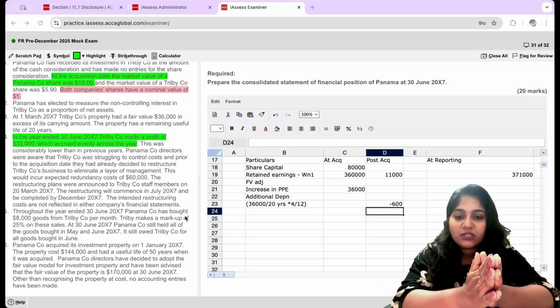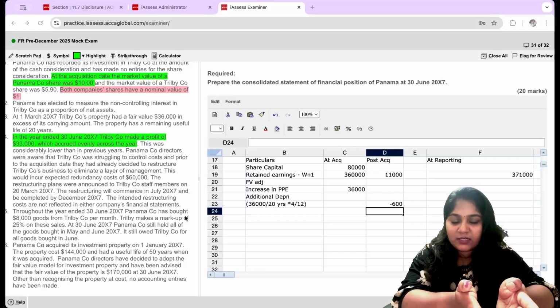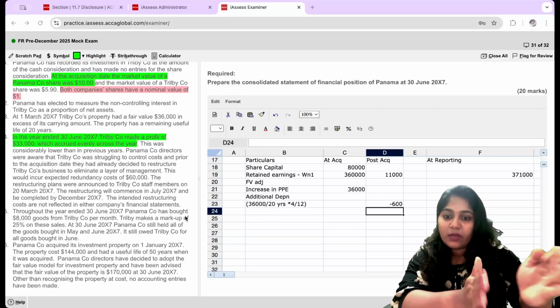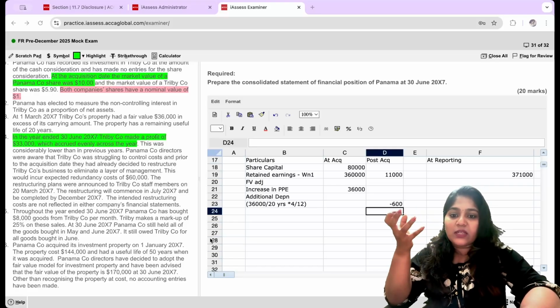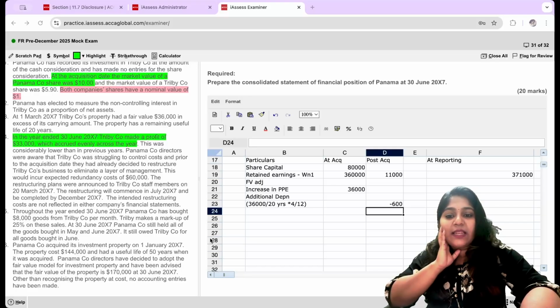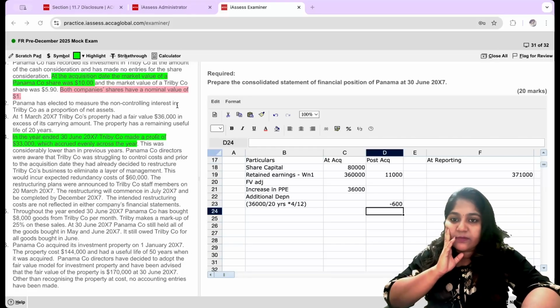See, the expected restructuring costs are not an obligation of Triple E company at acquisition and are not included in its net assets, but as soon as they are announced, they become a present obligation. So you should be recognizing that as a provision, not right now. You'll be recognizing it later. When will you be recognizing? Of course, when you prepare the statement of financial position, I will add another point called provision there.